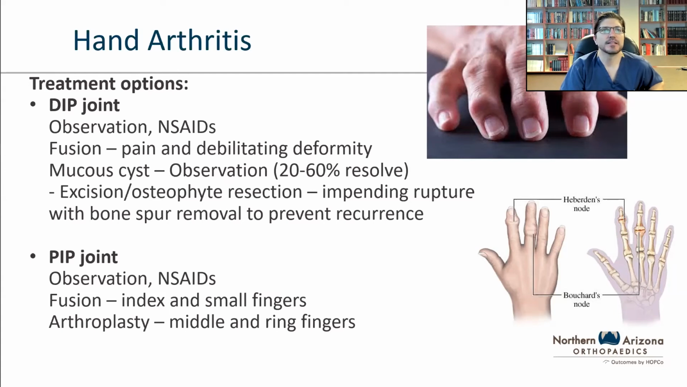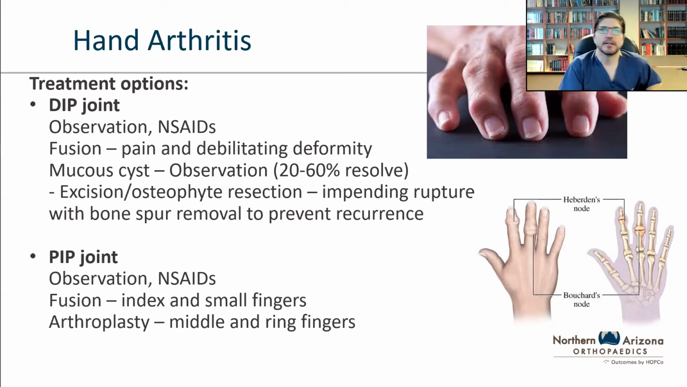If mucus cysts are present, observation again is the mainstay, as 20 to 60% of these will resolve. If there's an appearance of an infection or straining, where there's a significant bone spur, we will oftentimes advocate for surgery to remove the cyst as well as remove this bone spur to prevent recurrence, but these can recur, resulting in a need for further procedures such as a fusion.